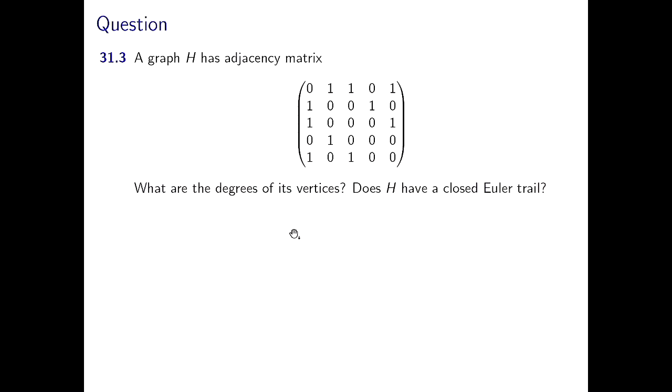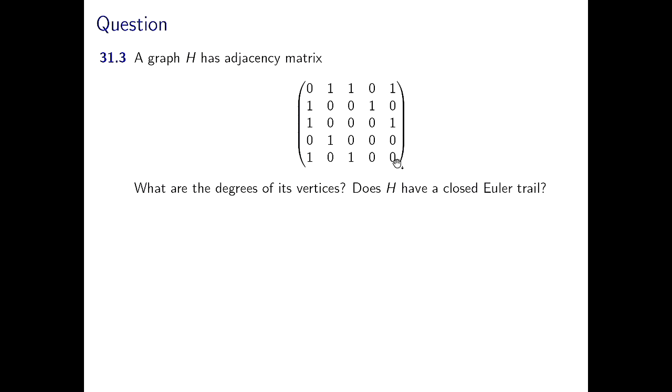Okay, so question 31.1 says, here's the adjacency matrix of a graph. Yes, sorry, getting distracted. Okay. This is the adjacency matrix of a graph. What are the degrees of its vertices, and does it have a closed Euler trail?